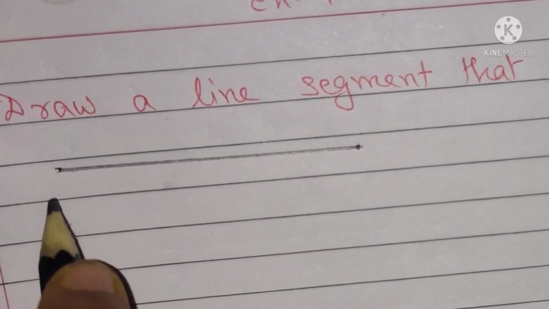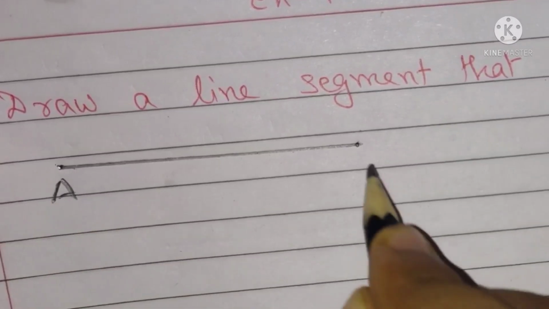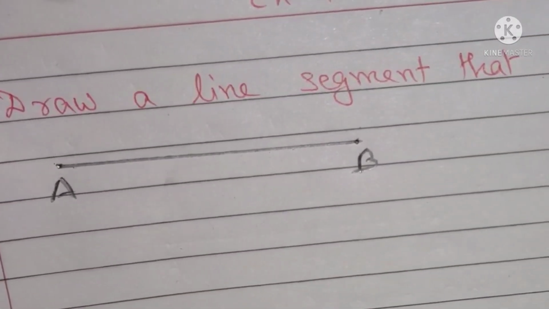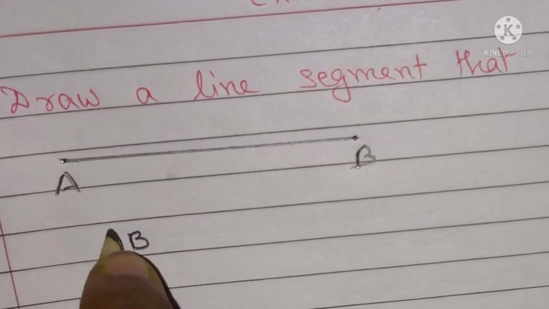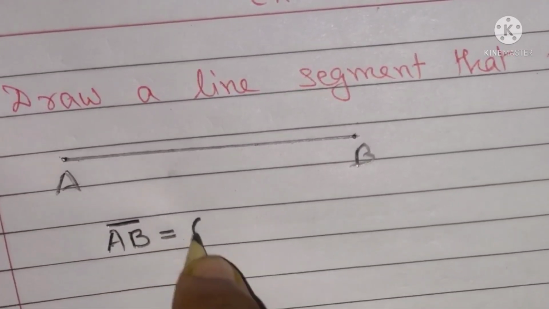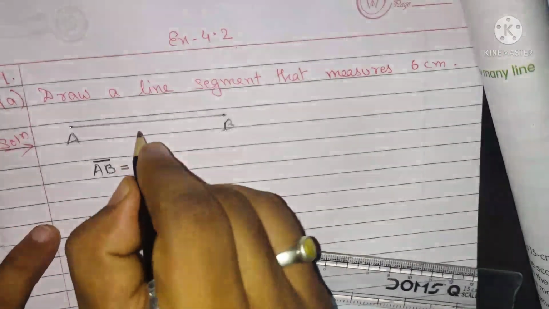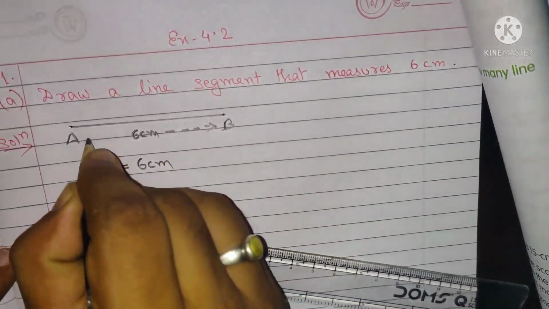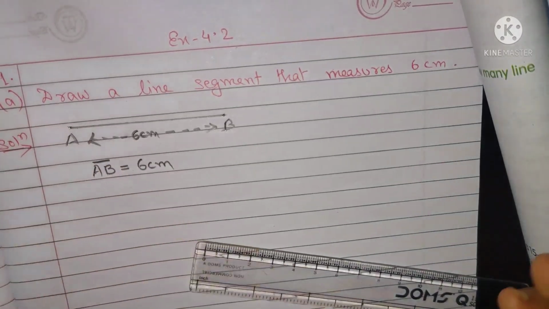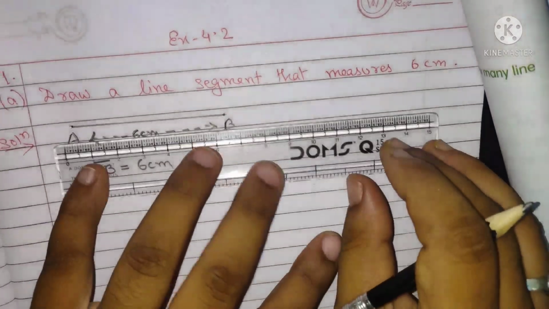Now you can give your own name. You can give AB, you can give CD, whatever name you want. I have given the name AB. So now we will write here, line segment AB is equal to 6 centimeter. Here you can also write this is 6 centimeter, and in this way you can give an arrow mark here. So this is how we will draw a line segment measuring 6 centimeter.